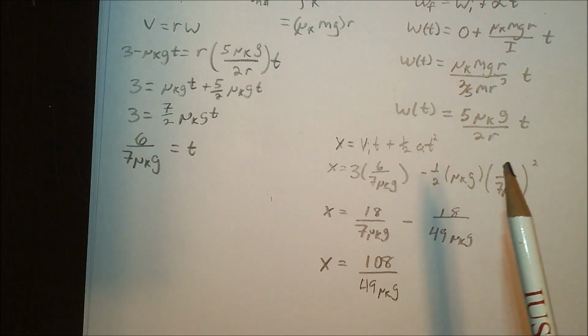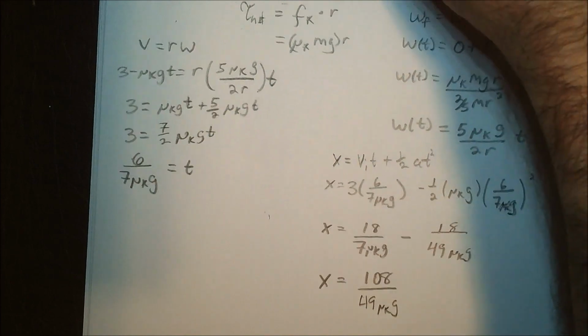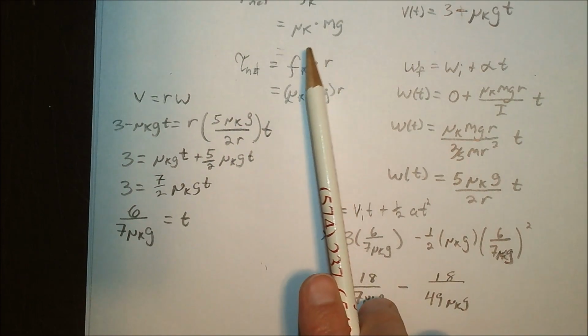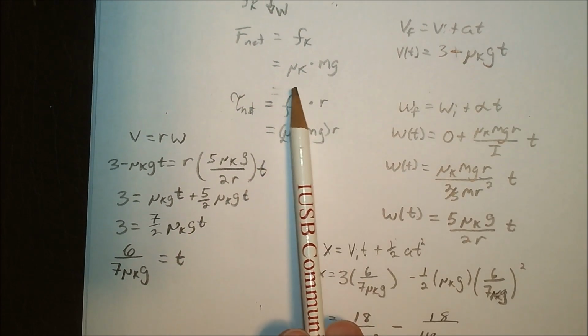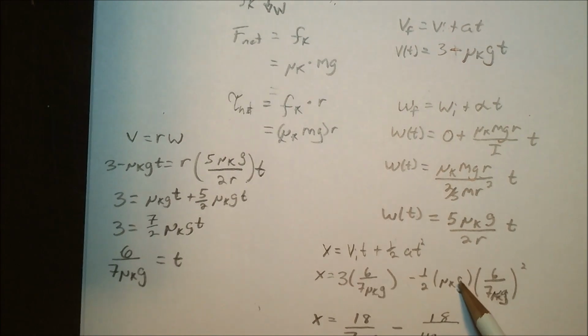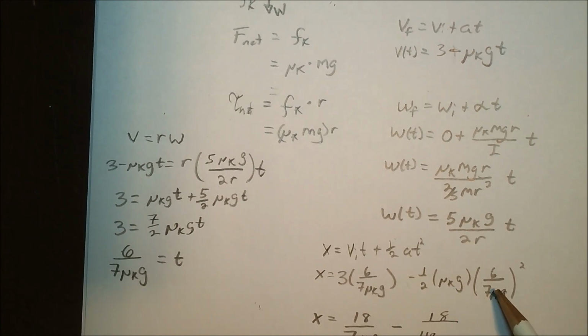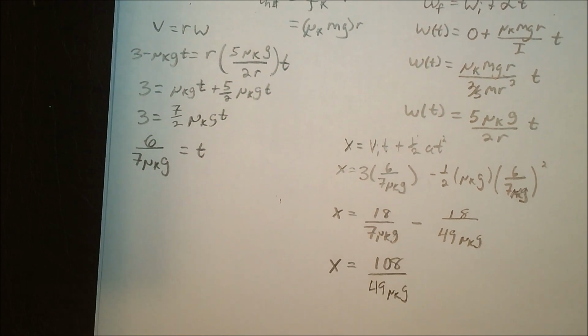Remember up here we found the net force, the magnitude of the net force I should say. And so that means the acceleration would be mu k times g, but it's slowing down, so I have a minus. And then again, here's the time that we found, squared. And now the rest of it's algebra. And I end up with 108 over the quantity 49 mu k times g. If you plug in the 0.45 for mu k and the g is 10, I think you get a little less than half a meter.